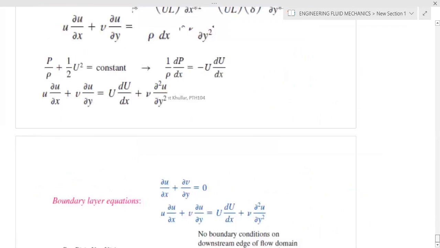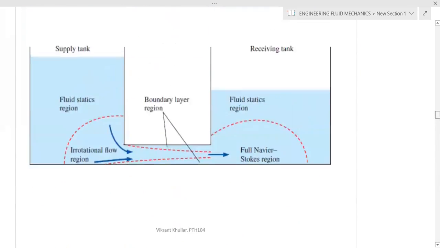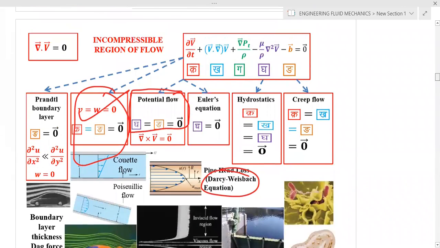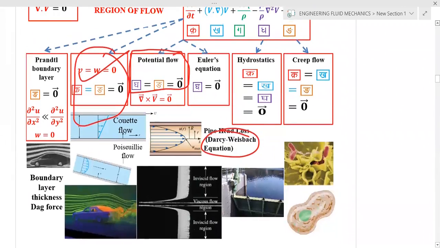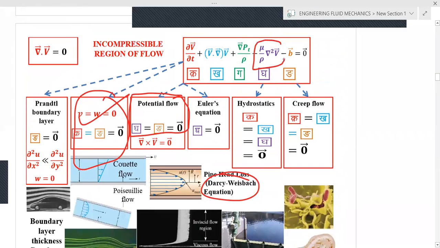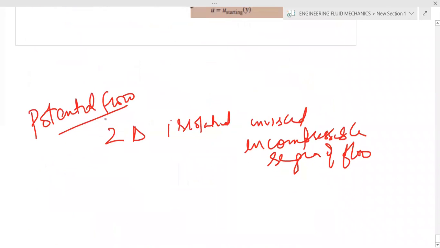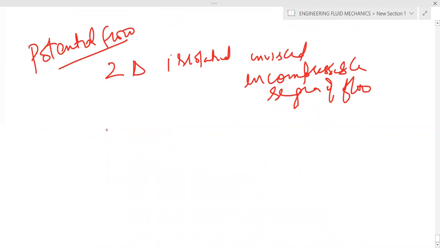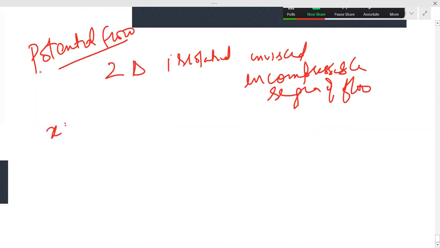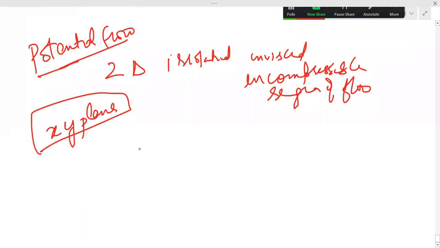What else was also equal to zero, if you remember, in case of potential flow? What else was equal to zero? This viscous term is zero, so it is inviscid. This body force term is also zero. And it is two-dimensional. So these are the assumptions for potential flow. And if I ask you with these assumptions, how will the continuity equation look like? Can you help me to write down continuity equation in case of potential flow in XY plane?